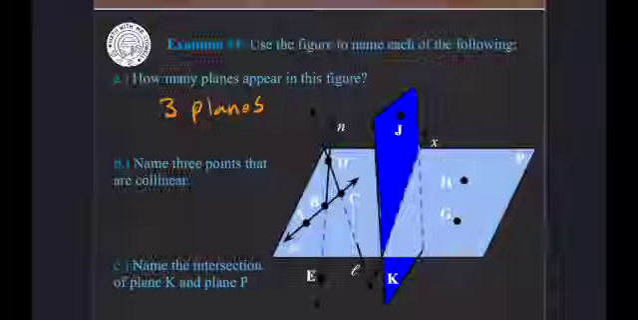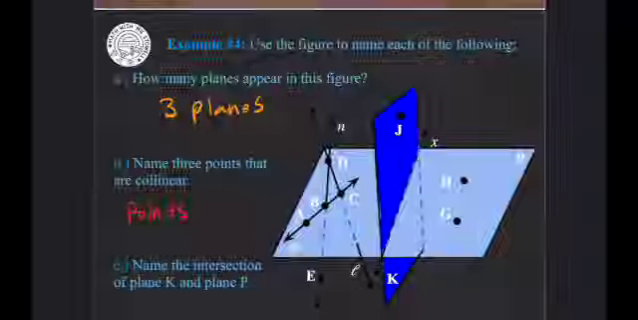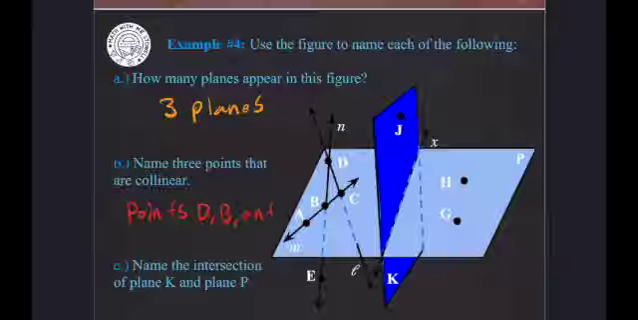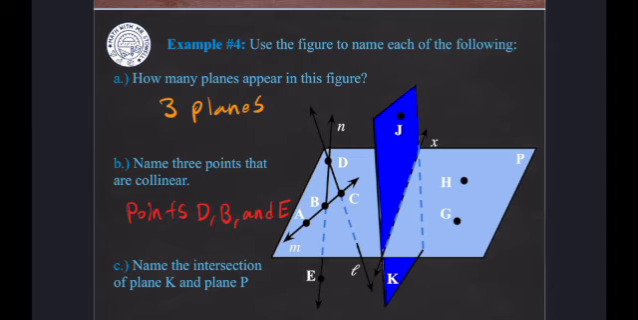Part B. Name 3 points that are collinear. Okay, well, let's just find a line that has 3 points on it. So, for example, let's look at this line right here. That line has 3 points. We have point E, we have point B, we have point D on that line. So we can say 3 points that are collinear, points, right? We're talking about points. We're going to use A. Nope, not A. We're using D, B, and E. By the way, these are not the only points that are collinear on this page. Could be interesting for you to find the other ones.